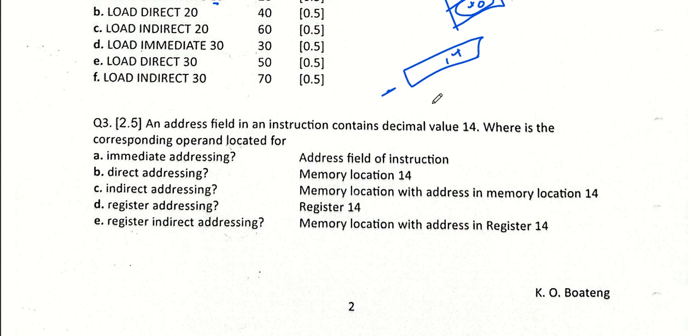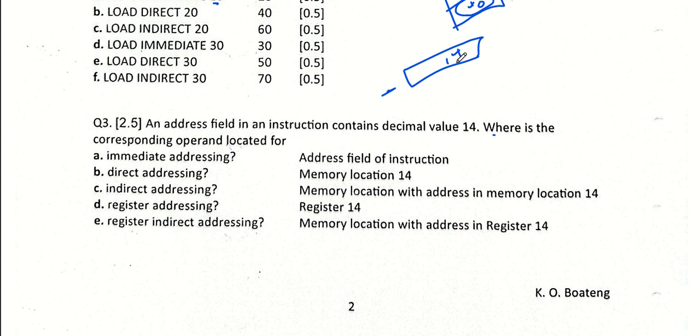When they ask you where is the corresponding operand value located, now they say A, immediate addressing. Immediate addressing, the operand will be in the address field of the instruction. So if the address field contains 20, then the operand value will be 20. But this one was asking where. It didn't ask you what is the operand. It was asking where. So the operand will be in the address field.